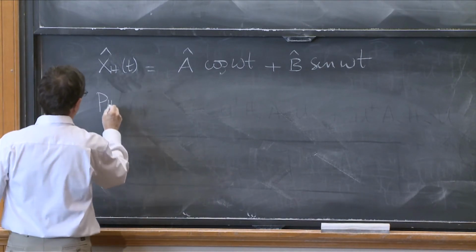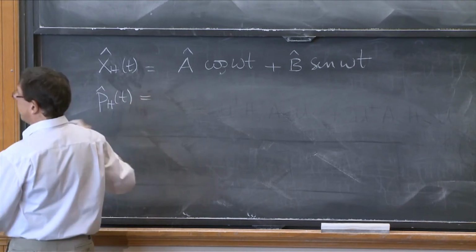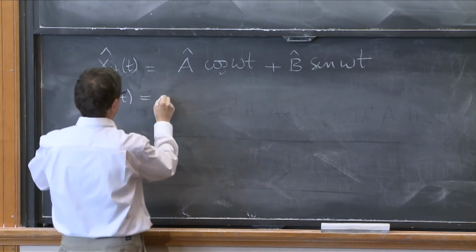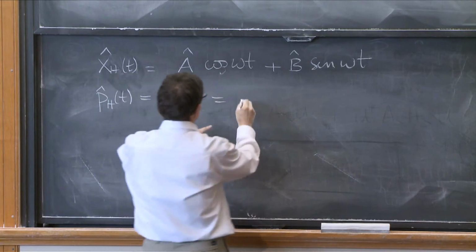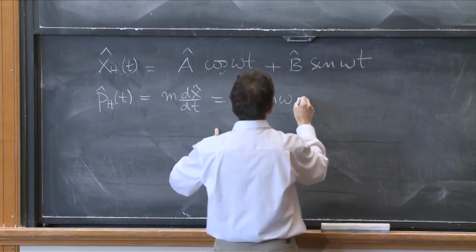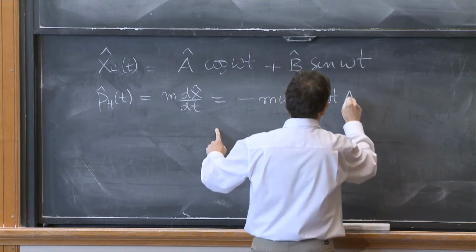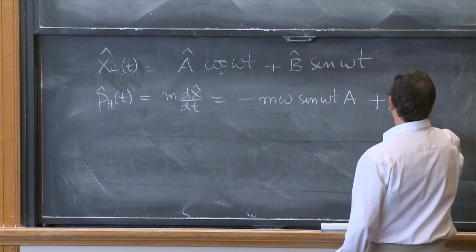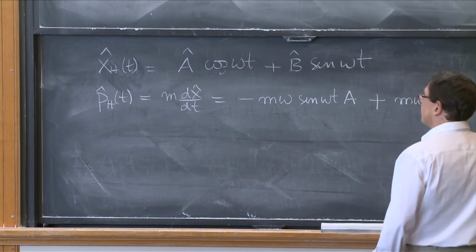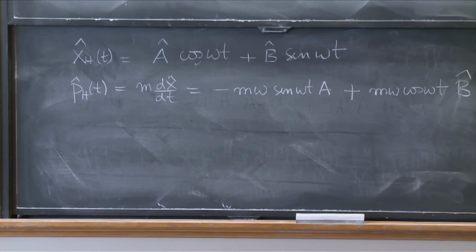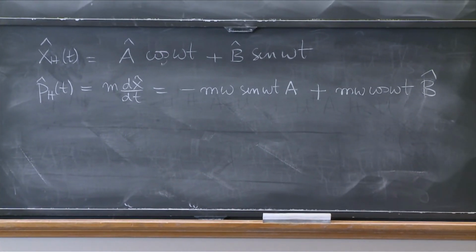How about p_H? p_H of t would be m dx/dt. So you get minus m omega sine omega t a plus m omega cosine omega t b. Okay, so that is the most general solution. But it still doesn't look like what you would want, does it?